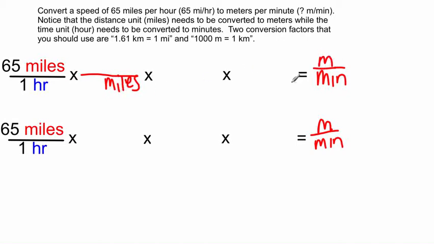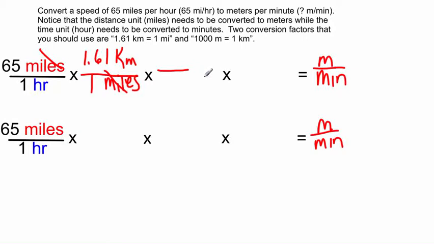Well, you might know this, or you may have to look it up, that 1.61 kilometers is equivalent to 1 mile. So here's an English metric conversion factor. So I know that 1 mile is equal to 1.61 kilometers. Now that gets rid of miles for us. Now we have kilometers. Now notice I didn't do anything with hours yet.